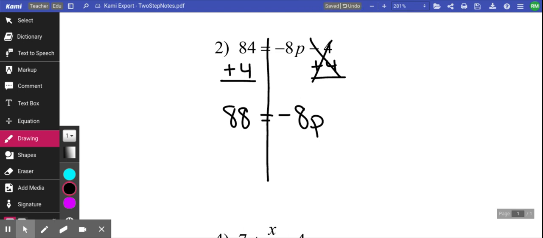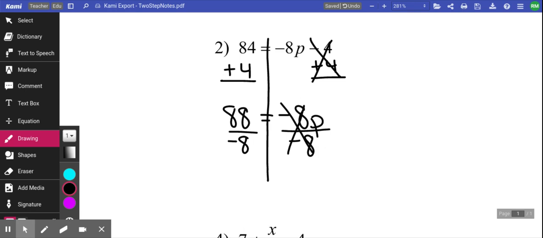Here's what I saw, though. Be careful with this one. What do we need to divide by here? What do we need to divide by? Negative 8. Whatever's in front of the variable. So make sure you take the sign with it. This has to be the same as what's on bottom for you to be able to cross it out. If they're not the exact same, then you can't cross them out.